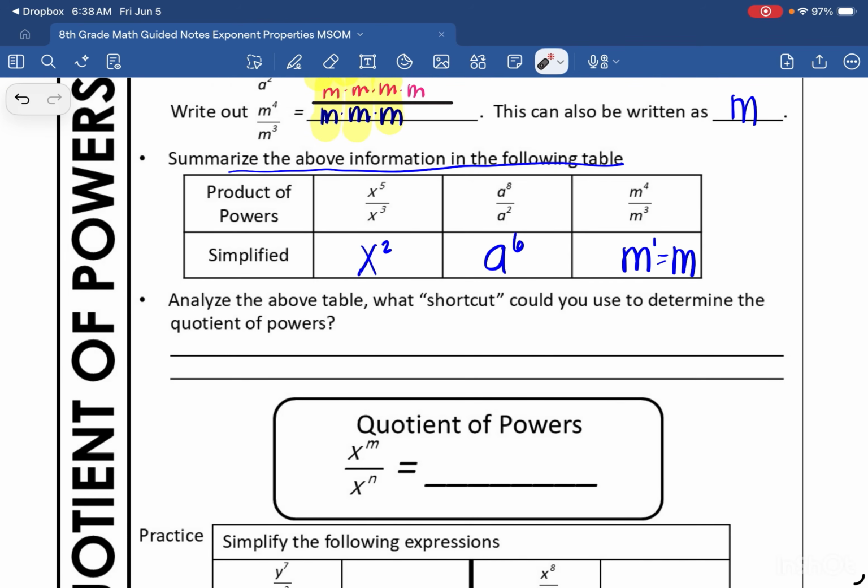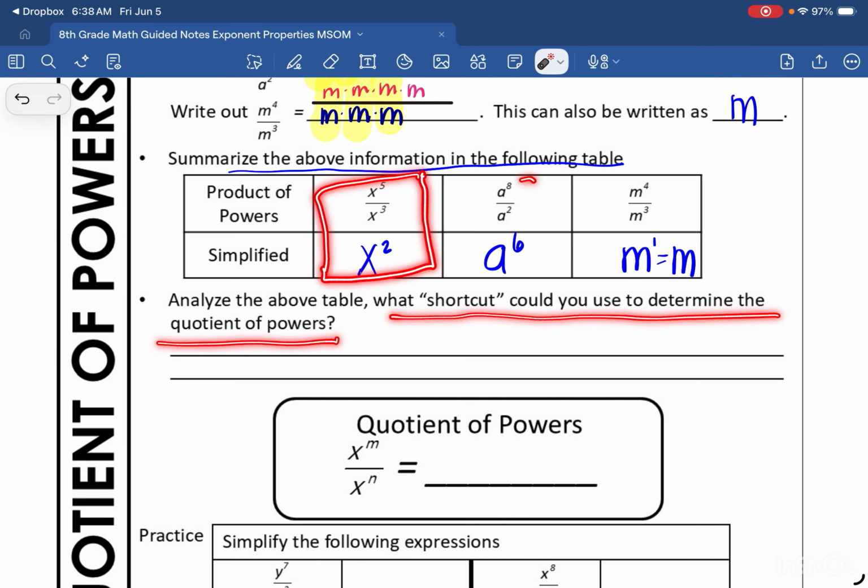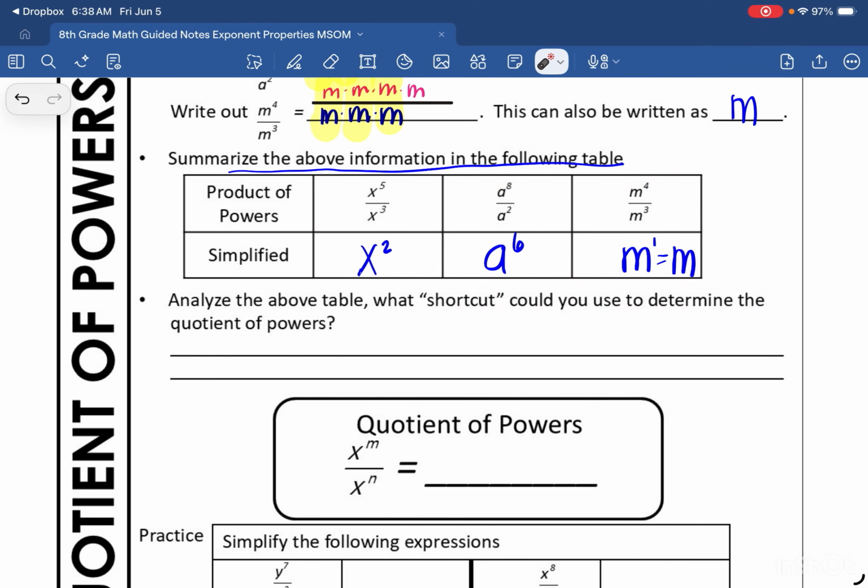Analyze the above table. What shortcut could you use to determine the quotient of powers? So I'm looking at the exponents. What do you notice about the relationship between them? If powers with the same base are being divided, you can subtract the exponents. So the numerator minus the denominator will give me my new power. So 5 minus 3 is 2. 8 minus 2 is 6. 4 minus 3 is 1.